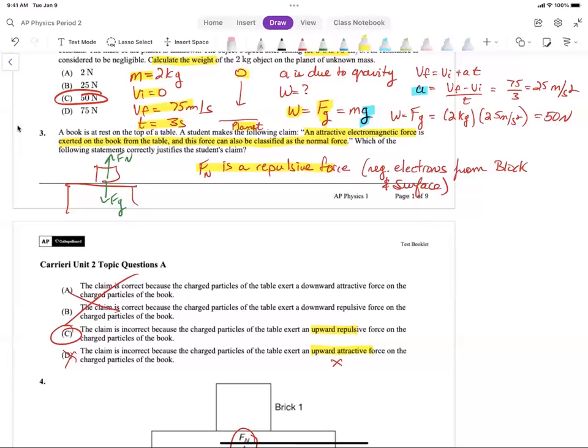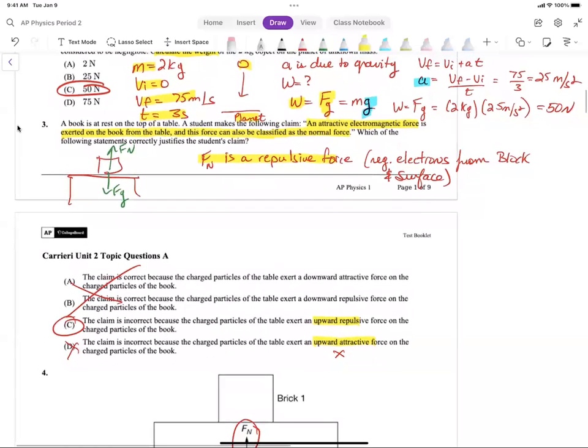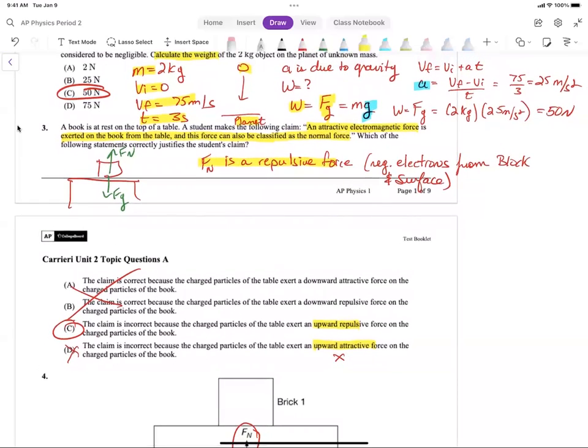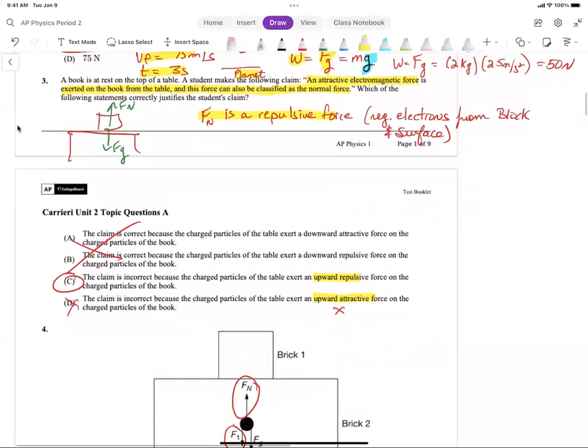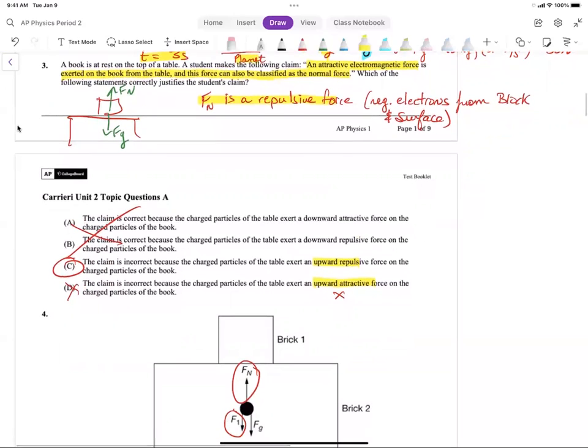So force normal is always a repulsive force. So this person's claim that it is an attractive force is incorrect. When I'm doing this, I'm not even going to read question A or answer A and B, because it said that the student was correct. So don't even waste your time reading it. Now I'm going to look at the two items that said they were incorrect.